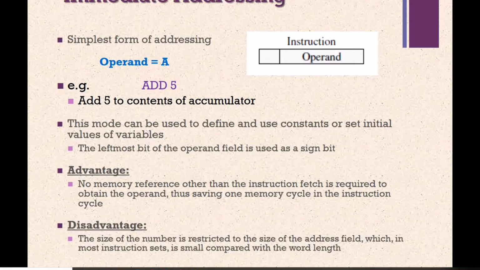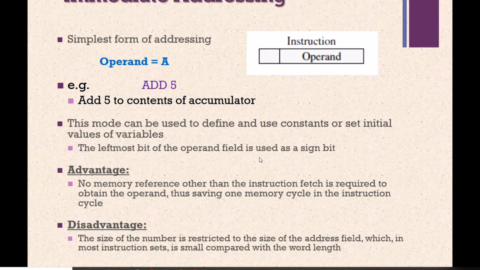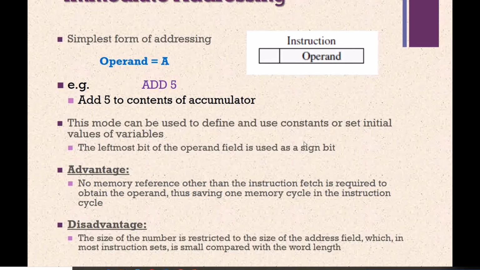So what are its advantages? The first is that no memory reference other than the instruction fetch is required to obtain the operand, so there is a saving of a memory cycle in the instruction execution. Another is its disadvantage: the size of the operand field is limited in comparison, so the instruction set will not be as compatible for this purpose.